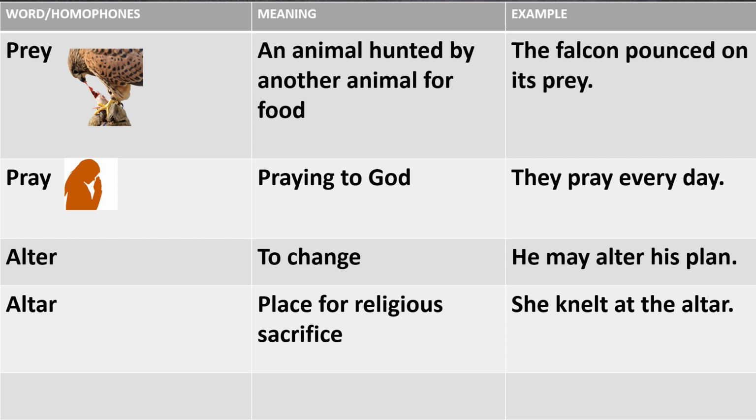These are the ones I gave you here. Yeah, so the top part is the word, and this column is for meaning, and the last column is the example. Okay, here we go. Prey. An animal hunted by another animal for food. The example is the falcon pounced on its prey. So here's the small prey, the animal, poor animal. That's the prey we are talking of.